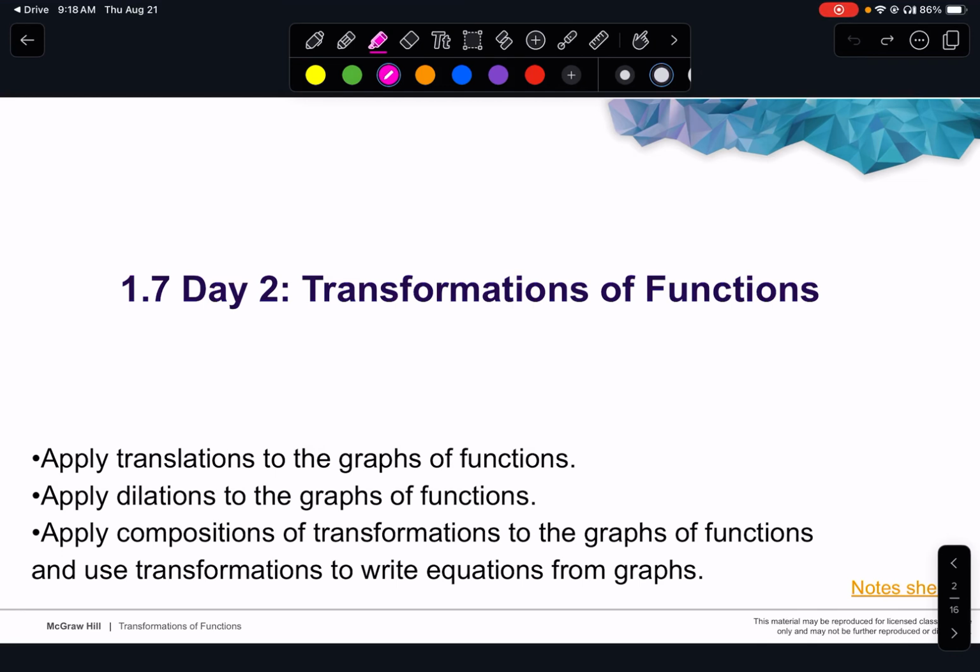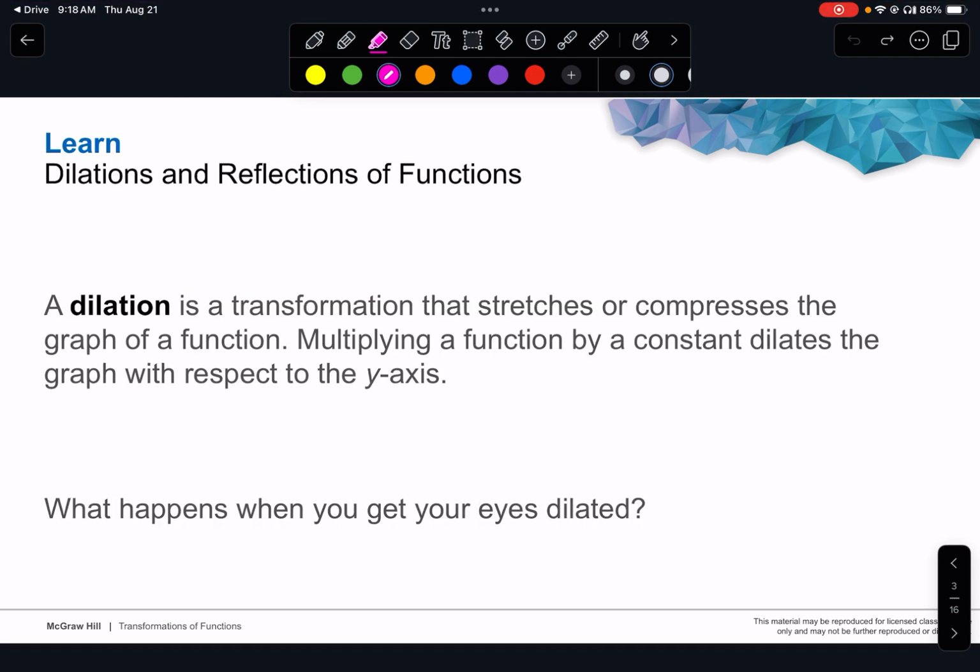All right, Algebra 2, 1.7, Day 2, Transformations of Functions, building off what we did yesterday. Today we're going to be focusing on dilations and reflections. Okay, so first the dilation, a transformation that stretches or compresses the graph of a function.